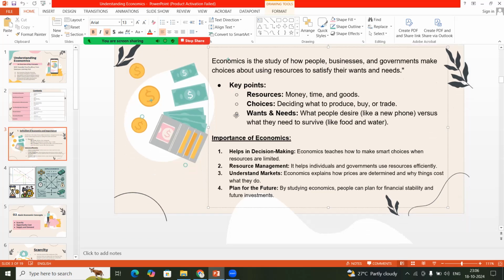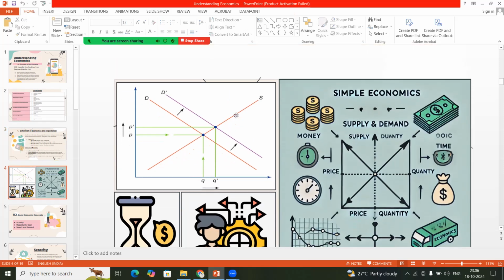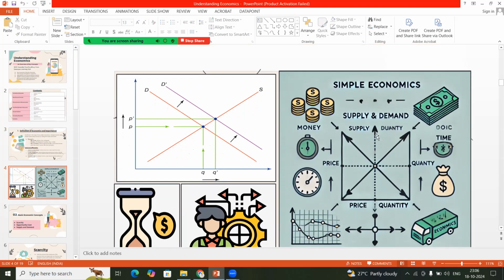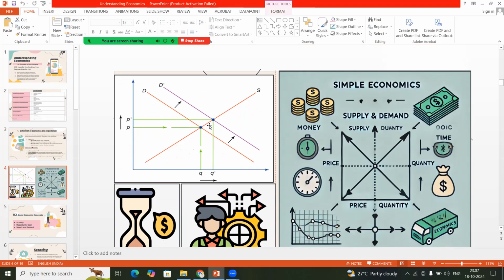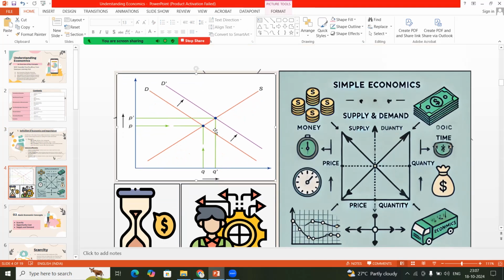Now, as you see, there are supply and demand, which is one of the most important parts of economics, and that is the basic part. Buyers are demanding, and the producers are supplying. So this is the initial demand curve, and this is the initial supply curve in the market. Okay, and this is the initial price.